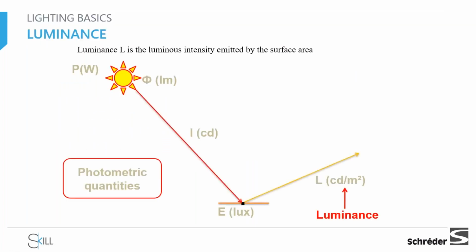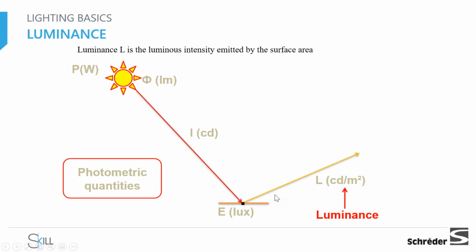Finally, luminance, which is defined as the luminous intensity emitted by the surface area. In the graph here, again, we will forget about the definition, and we will think about the amount of light which is reflected from an area to another area. So here it's the L, which is candela per meter square.